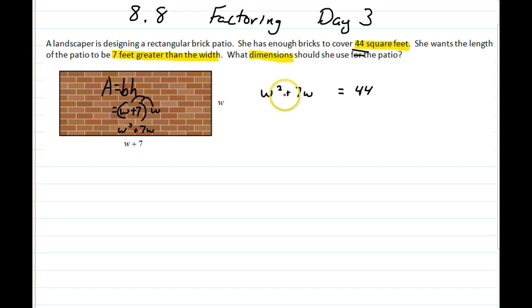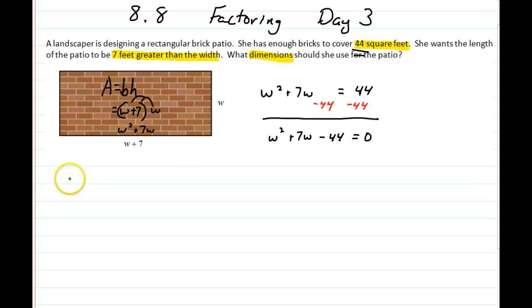So this would be a great problem to complete the square on, except this middle term here is odd, so I wouldn't want to take half of that. So we're going to make the problem equal 0. So we're going to minus 44 from both sides. And so we get W squared plus 7W minus 44 equals 0.